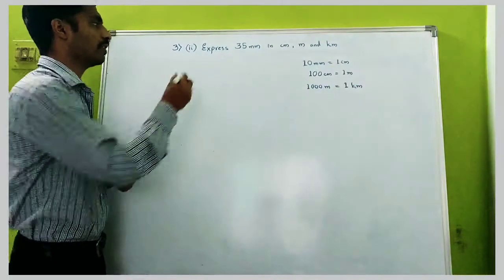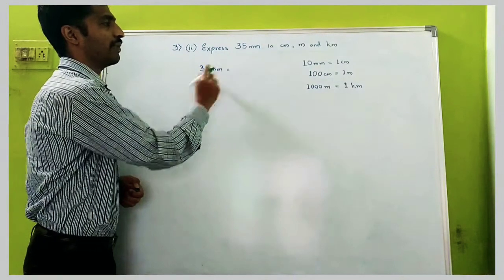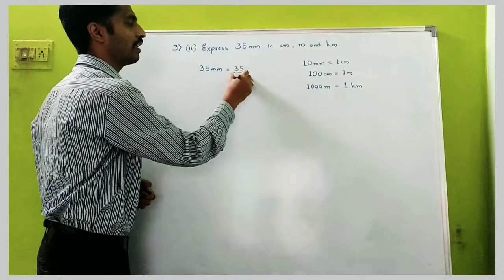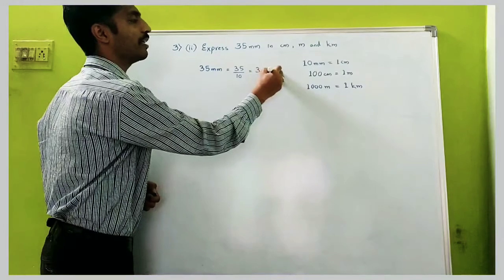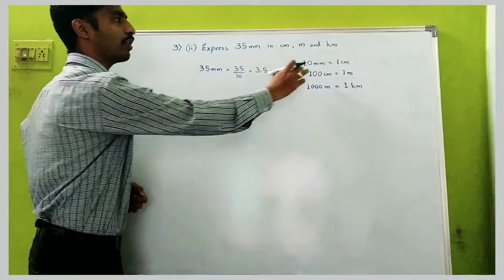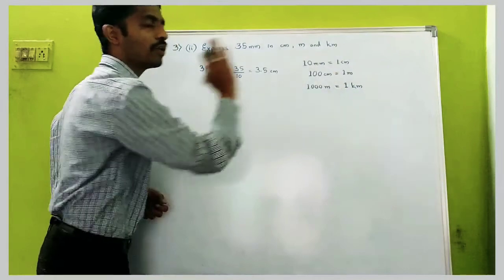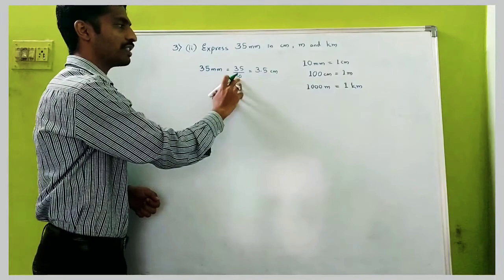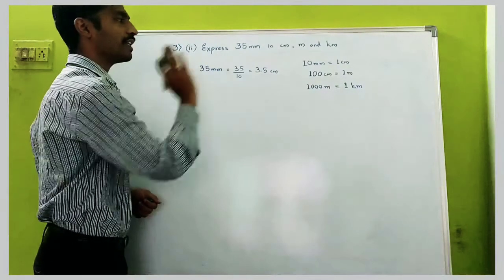So first 35 mm is there. If I divide it by 10, so it means 35 by 10, then we will get here 3.5 centimeter. Okay, because 10 millimeter equal to 1 centimeter. That's why I am dividing it by 10. So here 1 zero is there. After one number you put the point, that is 3.5 centimeter.